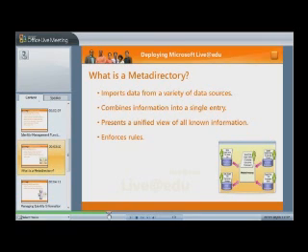from each one. It combines all the information about each person or resource into a single entry. It presents to the organization the unified view of all known information about each person or resource. And it enforces rules as to which sources are authoritative for a given attribute and what precedence applies where more than one source is authoritative.